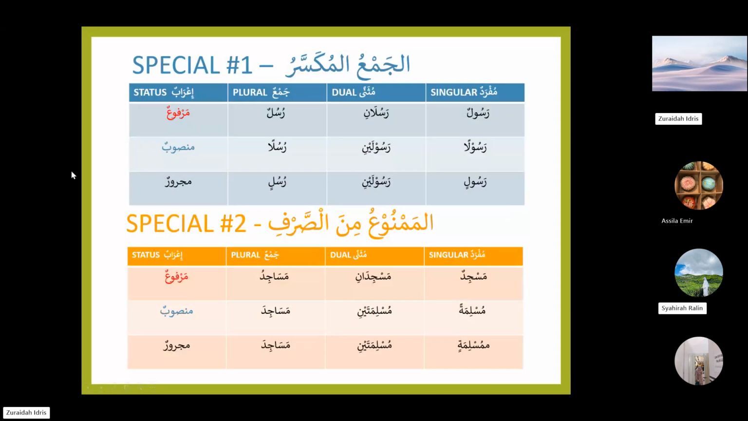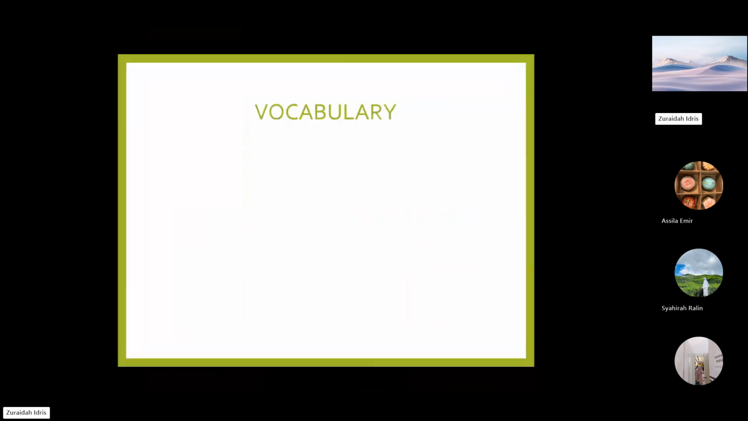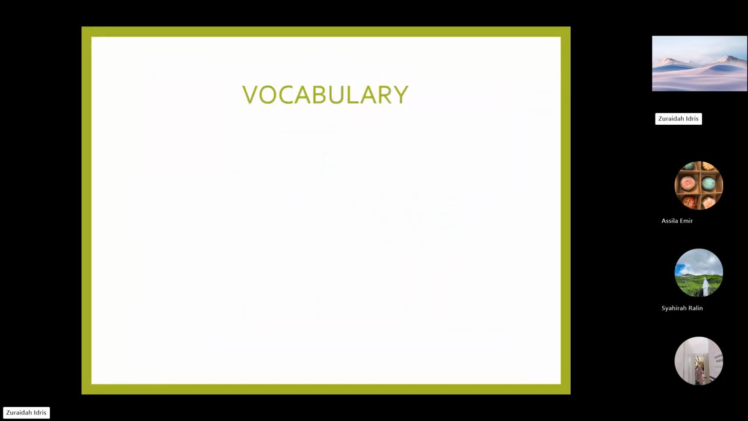Okay, so these are the two special cases that you need to remember. And then finally, I just want to go through the vocab from that day. Then we looked at this for a while.